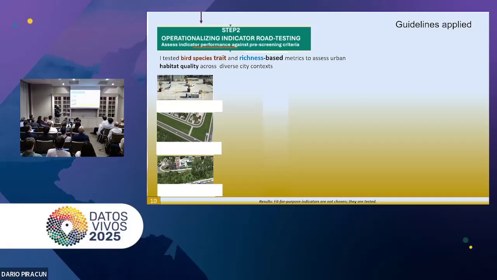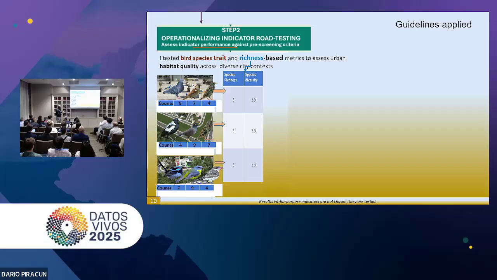Then the second step, which was operationalizing indicators for testing, the aim was just to assess indicator performance against the screening criteria. Remember, previously I talked about the criteria we set, such as policy relevance. So right here I want to show you two indicators that were tested. When we look at this from an urban context, they look different.